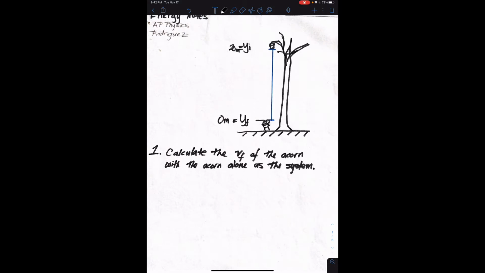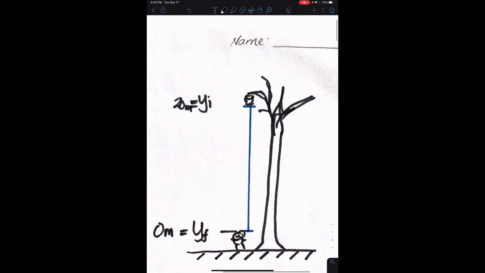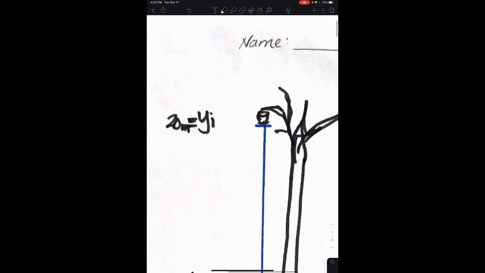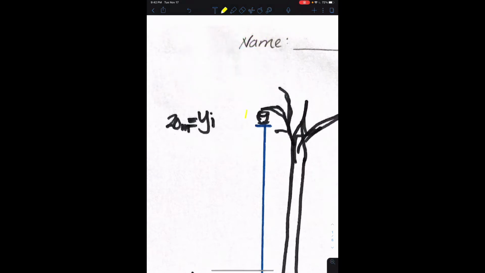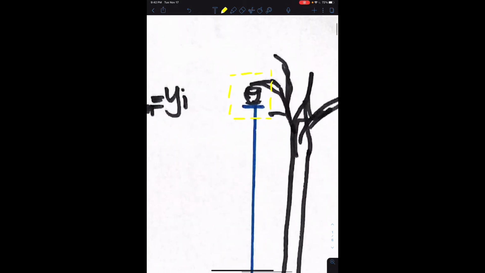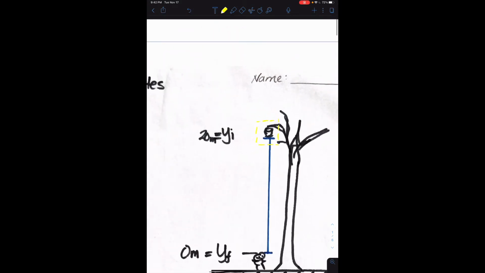So this first example here, we have an acorn dropping from a tree. It says calculate the final velocity of the acorn with the acorn alone as the system. So if the acorn alone is the system, then we can go ahead and draw, I like to draw a dotted line around the system. Here I'm using a bright yellow color. Hopefully that's visible and not too hard to see.